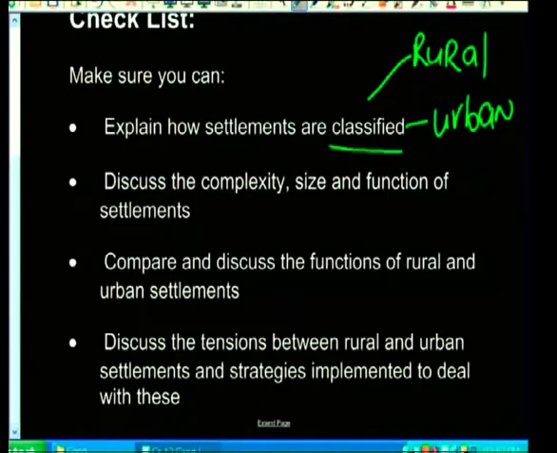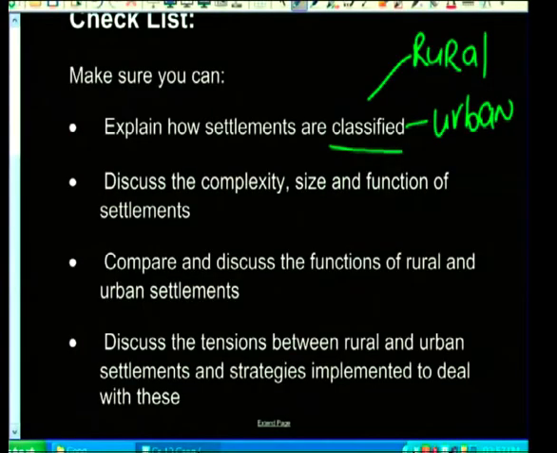After deciding whether something is rural or urban, you are to discuss the complexity. So rural settlements generally are not very complex at all, and urban settlements are quite complex and involve a variety of different activities. The size: our rural settlements are generally quite small as opposed to urban settlements which are far larger. And the function: the main function of rural settlements is to be unifunctional, which means, grade 12s, that they focus on one specific activity, and our urban settlements are multifunctional, which means they occupy more than one activity.